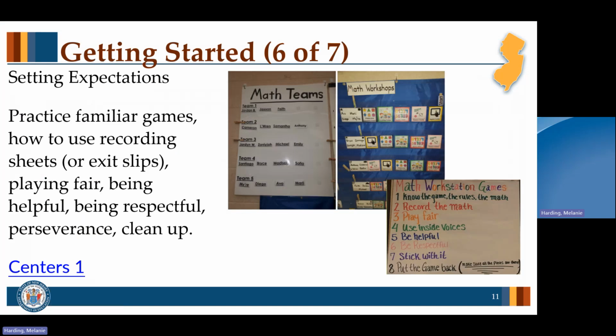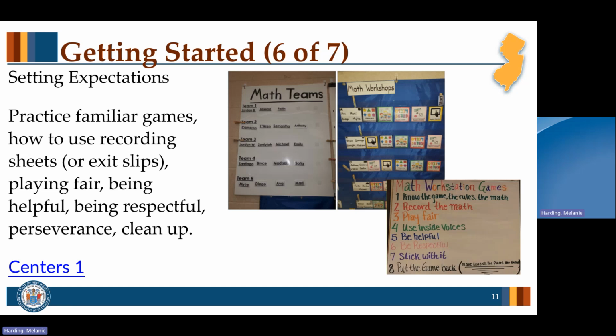Okay, so setting expectations. Like I said before, a failure to plan is a plan to fail, basically. You need to plan this. So I'm not expecting that, hey, I'm going to get started on centers tomorrow. It's not easy work. It's hard work. But you got to plan for it, or it could be a failure.